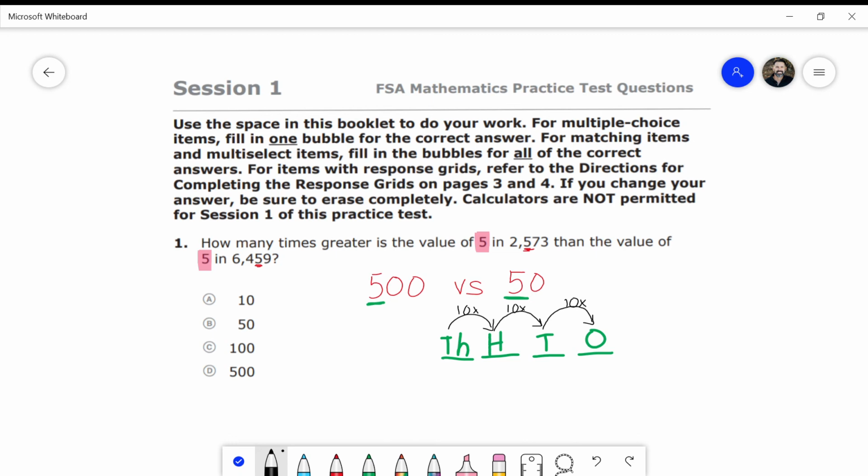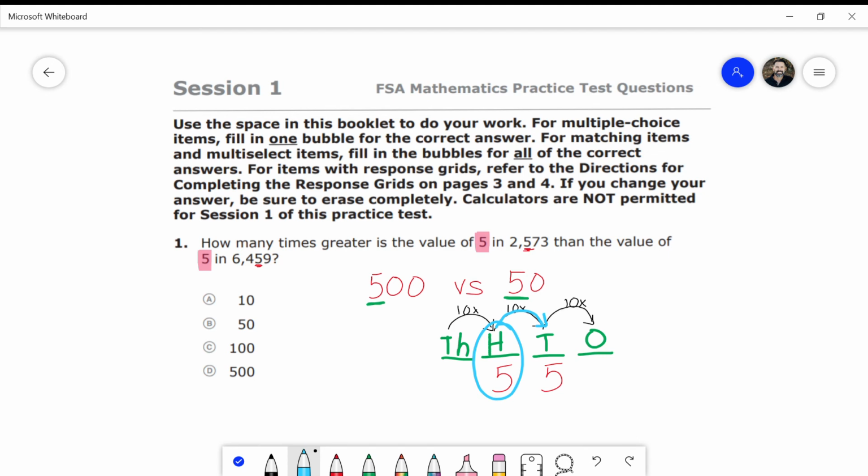So if we're looking at two digits that are right next to each other, the hundreds is 10 times greater than the tens directly to its right, or the tens place value is 10 times greater than the ones, which is directly to its right. And so if we're comparing the 5, which is in the tens place right here, versus the 5 that's in the hundreds place, the hundreds place would be 10 times greater than the tens place.